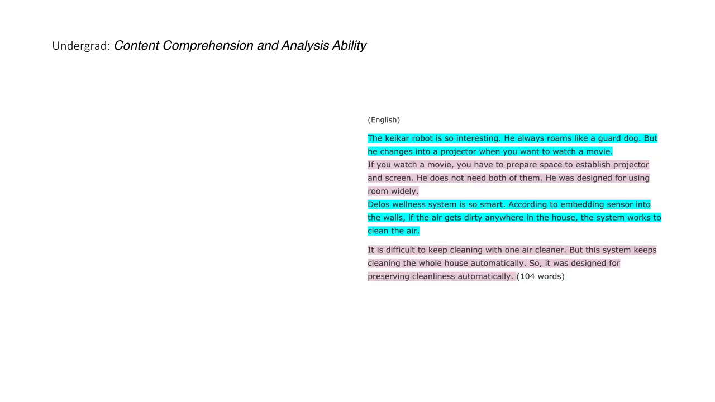This is the first undergraduate assignment, content comprehension and analysis ability. What you see here is an example of the work done by one of the undergraduate teams on the KCOR robot project. They analyzed a specific smart home technology that they think is going to be effective and that users are going to like in Japan, and they talked about why it's going to be liked, what the usability of the product is, why they think it fits into the societal context, and culturally why this product will have strong acceptability. That was part of the assignment.